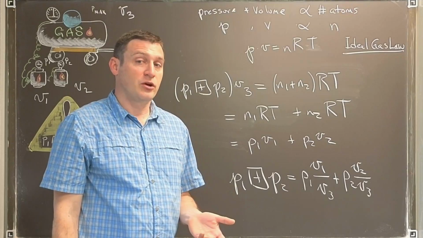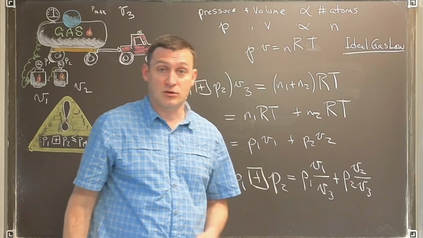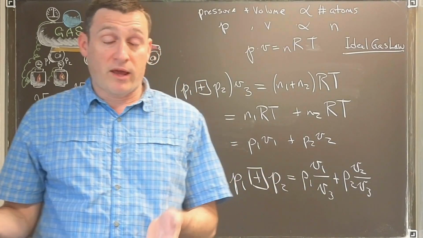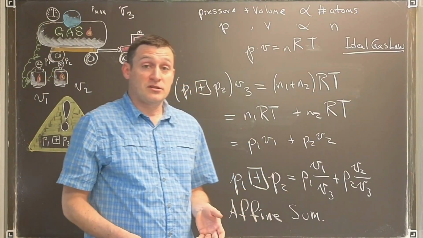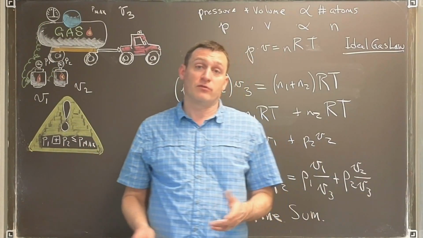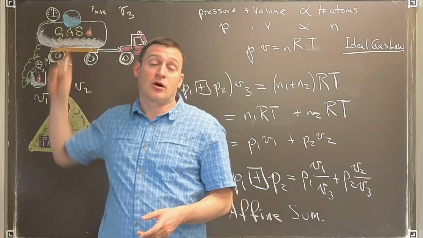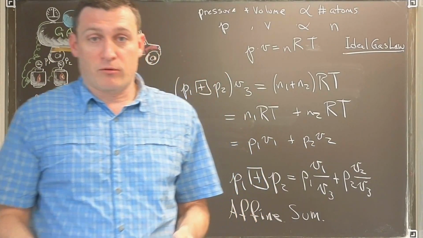Now, this addition isn't your common addition. It has these scalars associated to it. It's what we might think of as a weighted addition, or what mathematicians call an affine addition. Variations on this theme might include adding an extra constant, for example, to model the idea that there was some gas already in here, or that not all the atoms get removed.